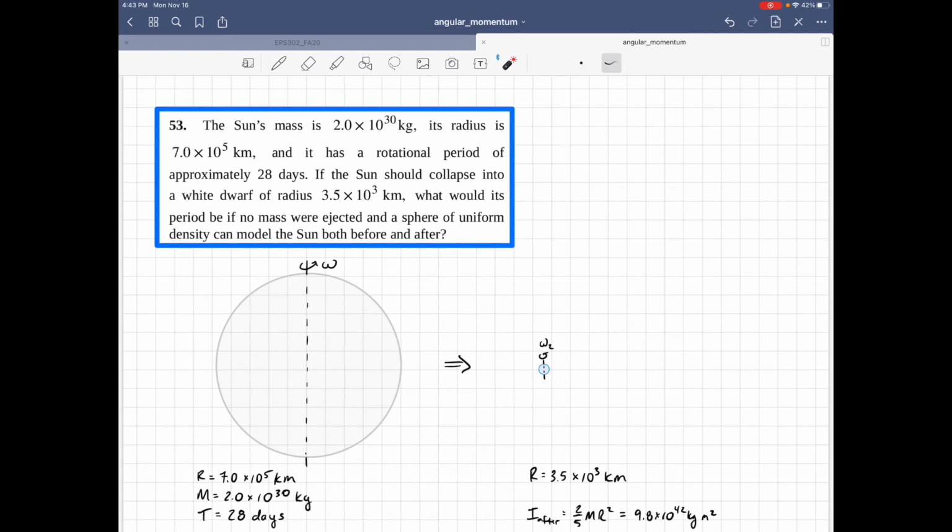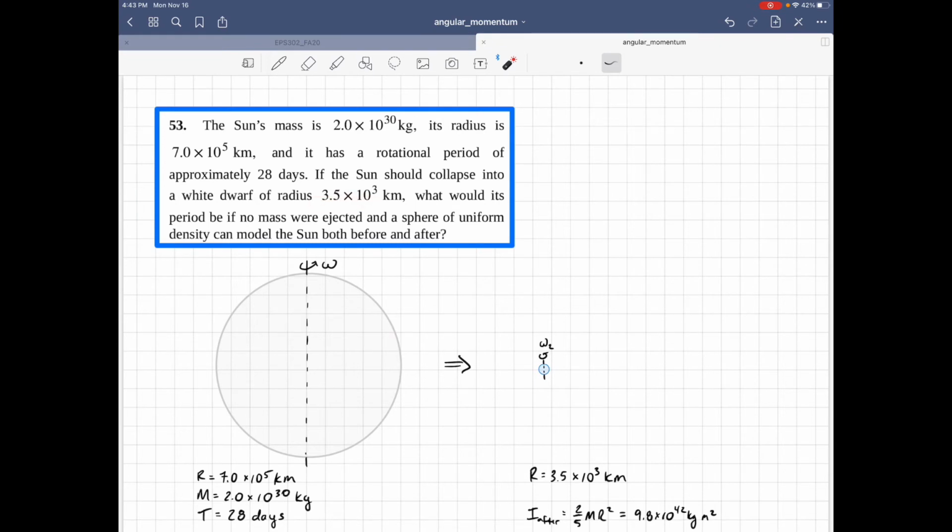So something like our sun, which is about 5 billion years old now, when the sun reaches about 10 billion years old, there's going to be a variety of changes that take place, and eventually the sun, which has a radius of about 7 times 10 to the 5 kilometers, is going to collapse down to a radius of about 3.5 times 10 to the 3 kilometers.